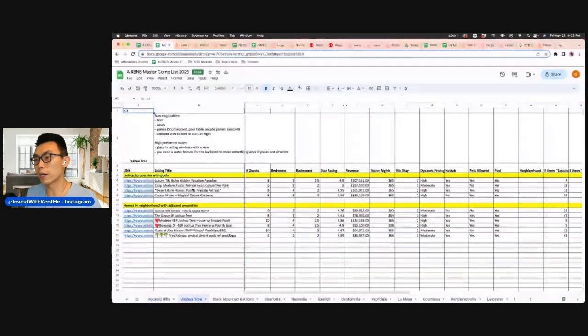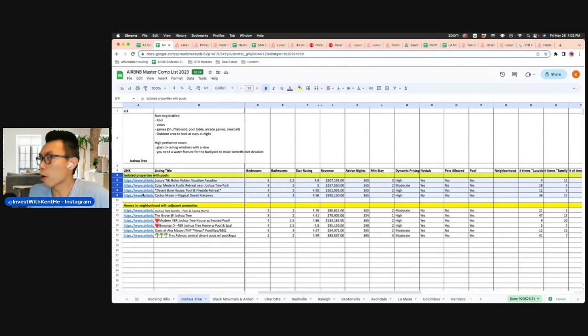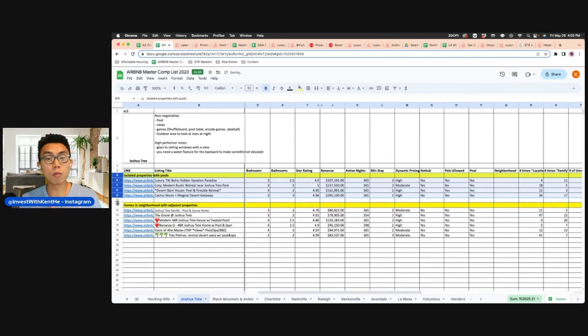So here's another market I get asked about a lot. This is a market in Joshua Tree, California, near the national park. As you can see, I only separate out my properties and I am only looking at properties with pools. So here I got some 4 properties, and these are all my isolated properties, which means they don't have neighbors next to them. Down here are all my homes and neighborhoods with adjacent properties. So that means there is a neighbor right to the side of it. And when I see that there's a neighbor right to the side of it, I don't want to pay more than X price.